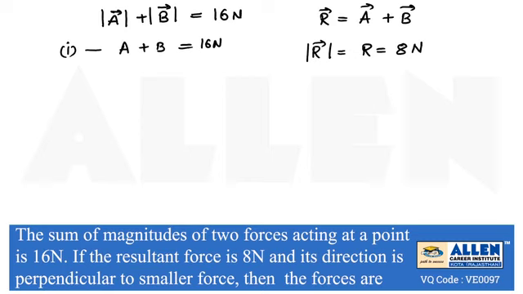After this, its direction is defined with the help of a statement saying its direction is perpendicular to a smaller force. Suppose out of A vector and B vector, A vector is the smaller force. Therefore the resultant is perpendicular to A vector. Now we will draw a triangle for that. Suppose this is the given vector which we have considered as A vector. R vector is perpendicular to this vector, drawn from this point. So this will represent R vector having magnitude 8.